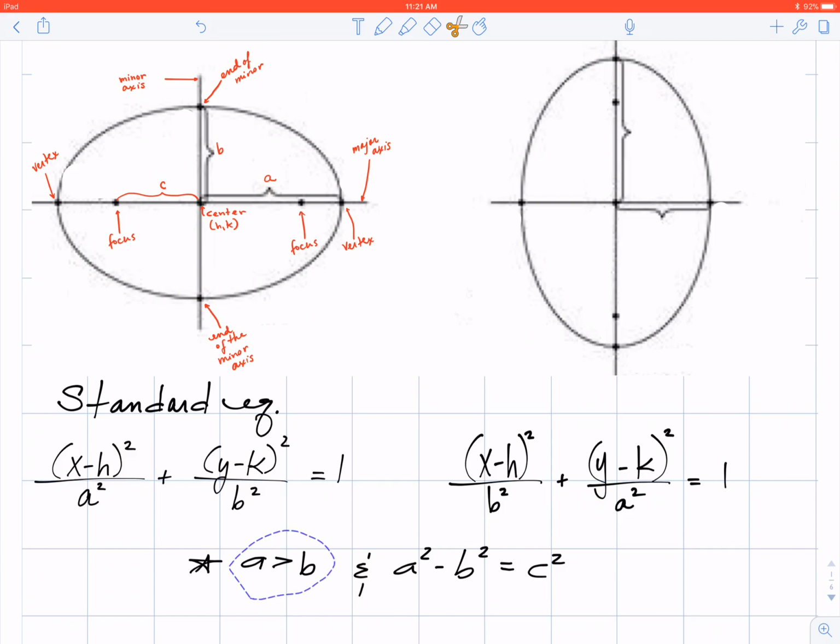I've already made mention that a is always greater than b because a is on the major axis, b is on the minor axis. This next little formula, a squared minus b squared is equal to c squared, I'm not going to use it in every single question that I do regarding ellipses, but I am going to use it anytime I need to know something about the focus. So a lot of times I'll call this equation the little dude.